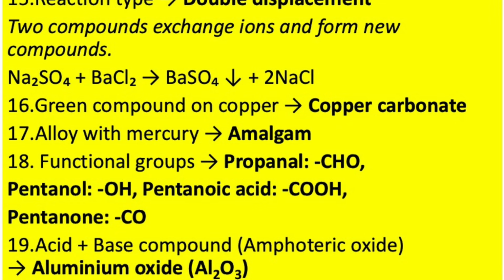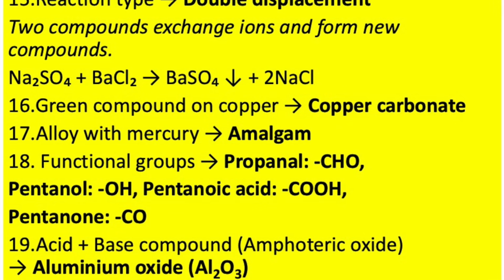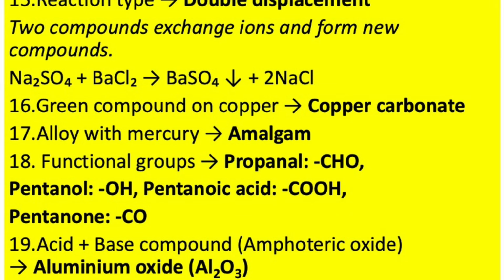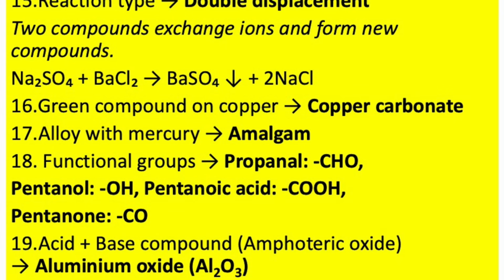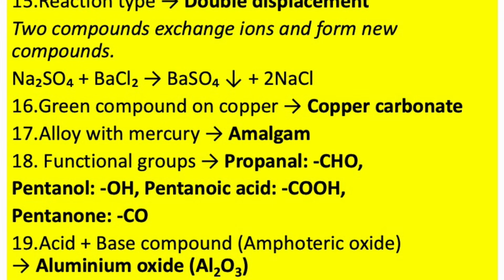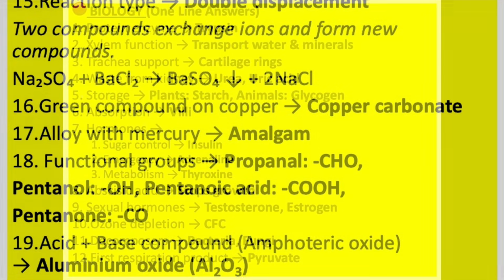Now the next is the compound which behaves like both acid and base, which is amphoteric oxide. The example of amphoteric oxide is Al2O3, that is aluminium oxide. And the last point is carboxylic acid reacts with alcohol to form an ester.